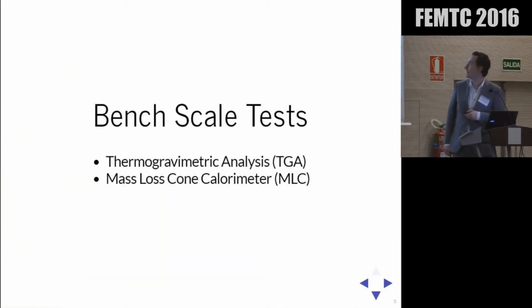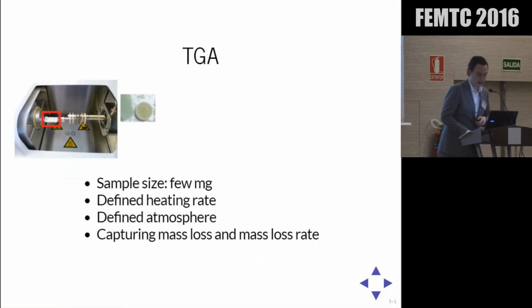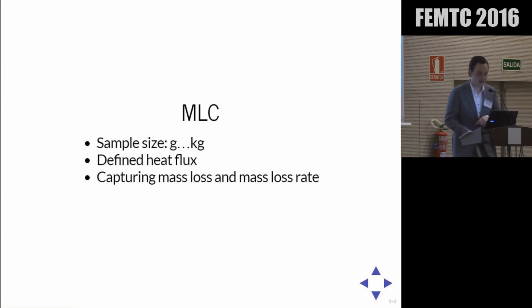So the bench scale tests were thermogravimetric analysis, TGA, and mass loss calorimetry, MLC. TGA has a small sample chamber with a small sample, about a few milligrams. It's a closed sample chamber in a defined atmosphere with a defined heating rate, and we captured the mass loss and the mass loss rate. The MLC has a sample size typically about a few hundred grams. It has a defined heat flux, and we captured also the mass loss and the mass loss rate.